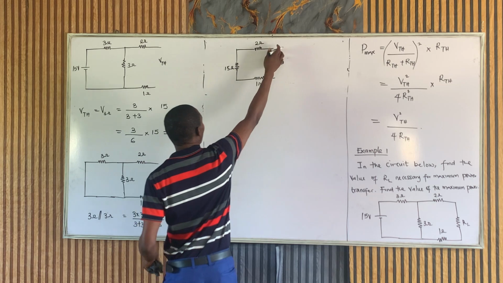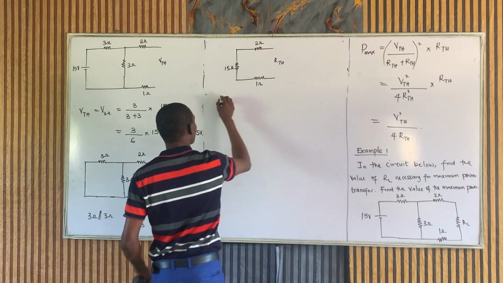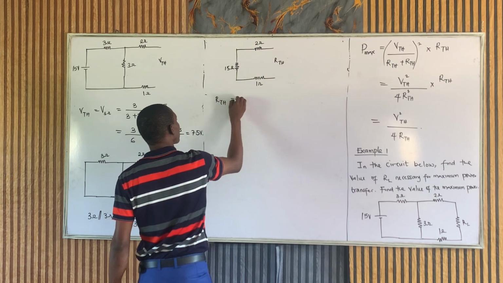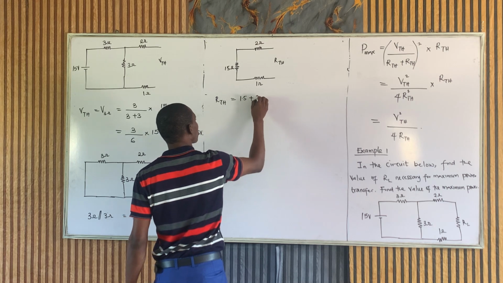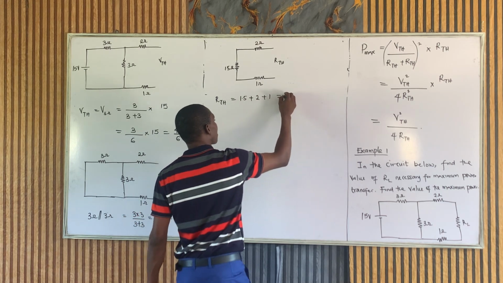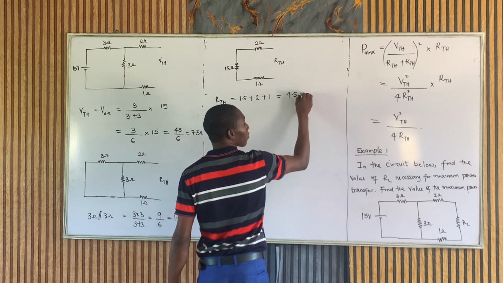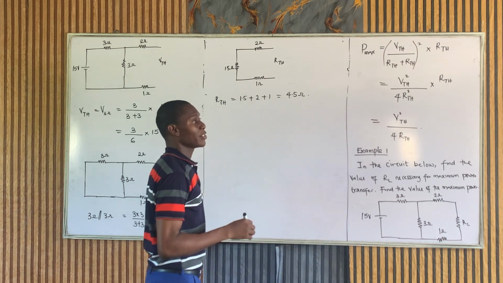So this is a series circuit, but when current comes from here, it goes through this part alone. So our RTH is simply going to be 1.5 plus 2 and then plus 1. That will give us 4.5 ohm. So we've gotten our RTH now.